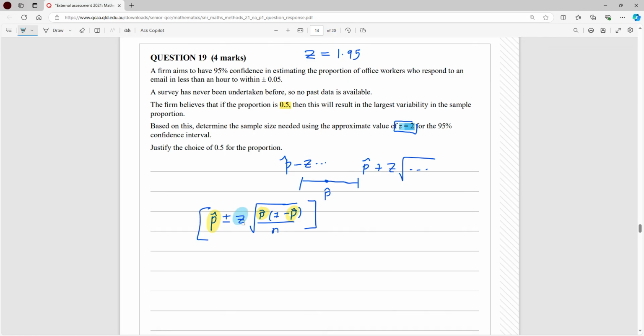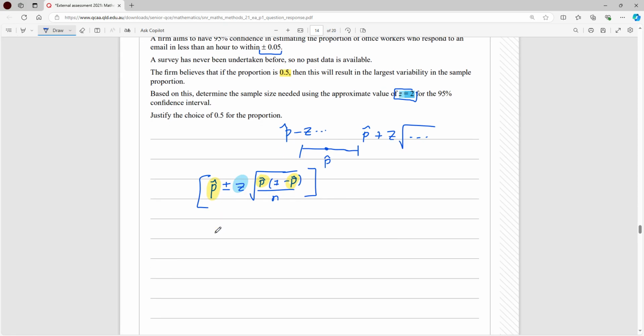Now, we've got to think about this as well, because this is, so a firm aims to have a 95% confidence interval of office workers who respond to an email less than an hour within plus or minus this. So, this is basically saying this is what we're hoping for, okay? Now, given the proportion is this, let's see if that's actually accurate and if it's a 95%, okay? So all we're going to do is just work out pretty much your sample size. So you can just choose one.